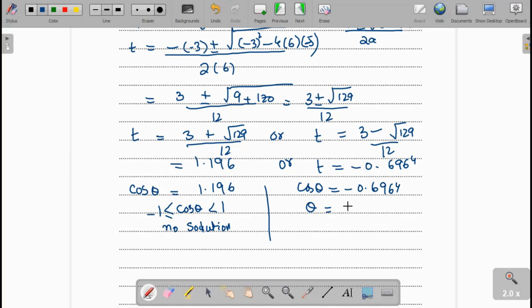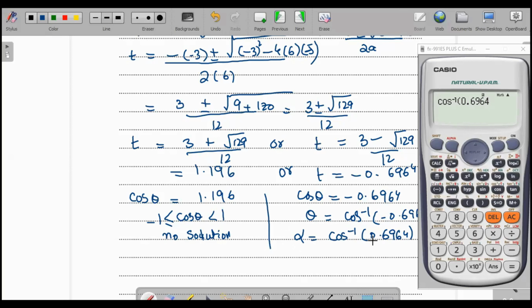Theta will be equal to cos inverse of minus 0.6964. We can write it as alpha equal to, we take the acute angle value cos inverse 0.6964. We calculate it. Now we take cos inverse of 0.6964. The answer is 45.86 degrees.